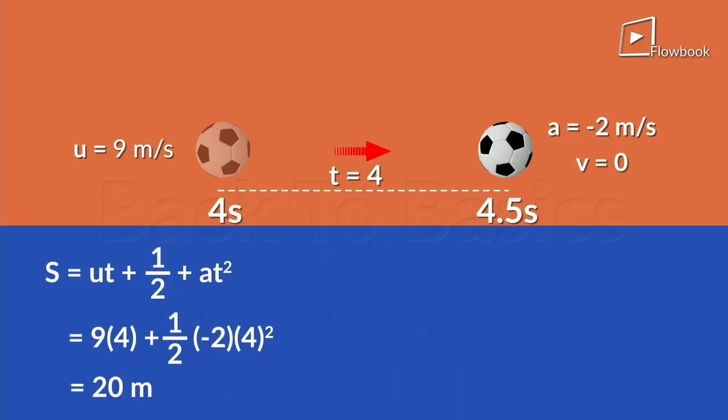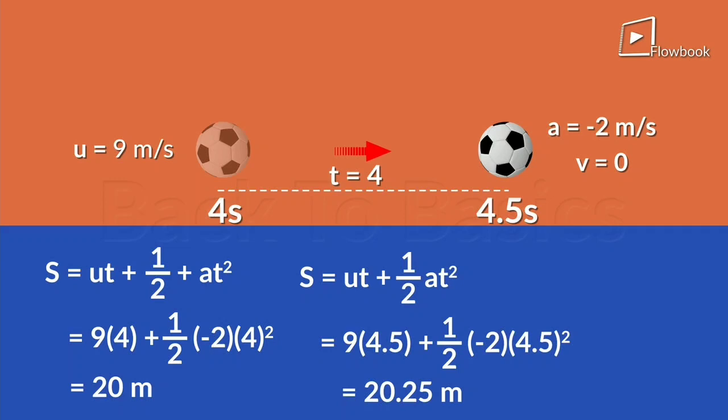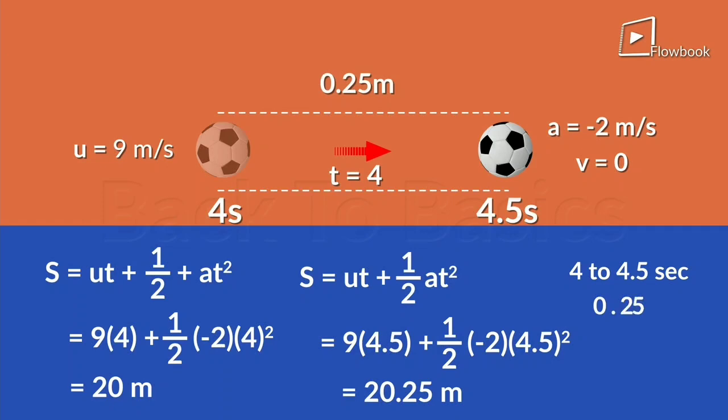Now, what's the distance this ball has traveled in 4.5 seconds? That again is s = ut + half at square, and after substituting the values we get the value as 20.25 meters. That means from 4 to 4.5 seconds this ball has traveled 0.25 meters.